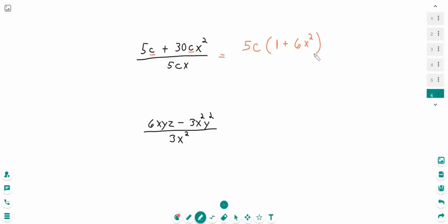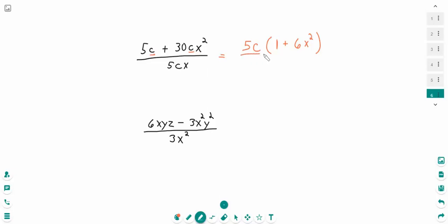And again, if you want to double check these, it's never a bad idea just to make sure that you factored that out correctly. If I take this 5c and multiply it through by this 1, that would give me 5c. So there's our first term. And then 5c times the positive 6x squared. Well, 5 times 6 is 30. And then c times x squared is in fact cx squared. So it does work out. We can work it backwards to where we started.